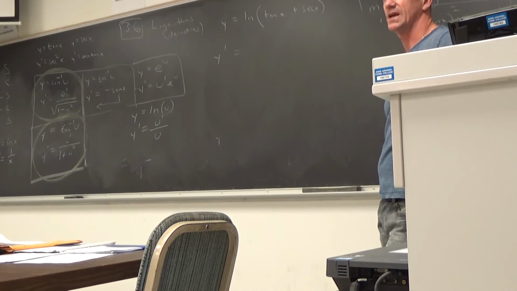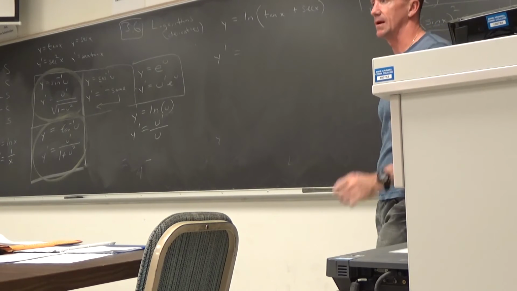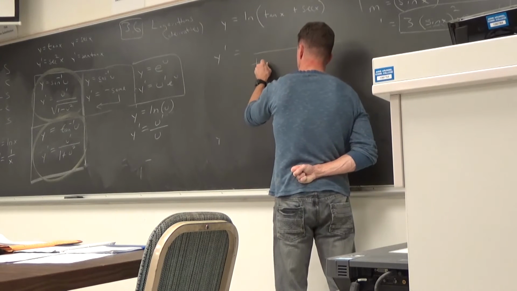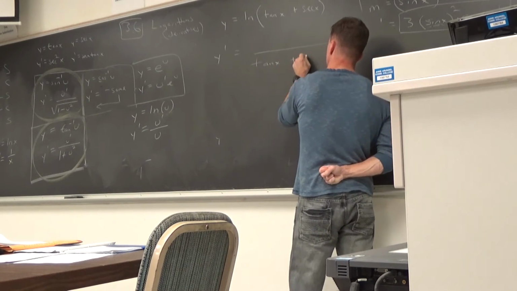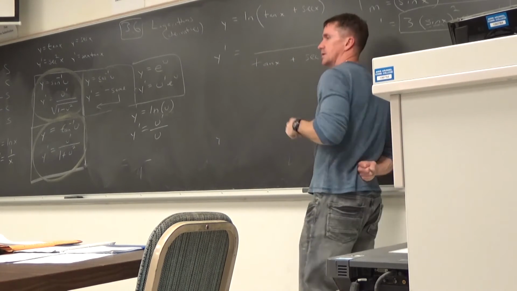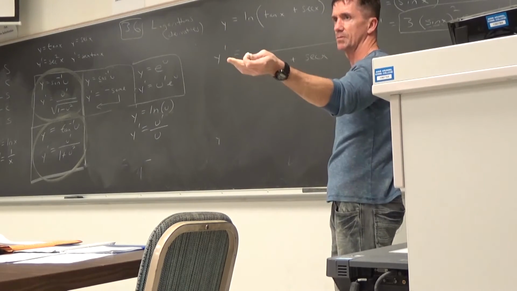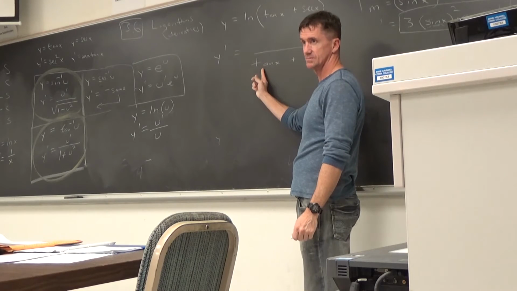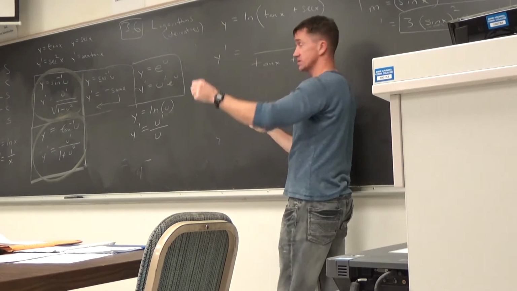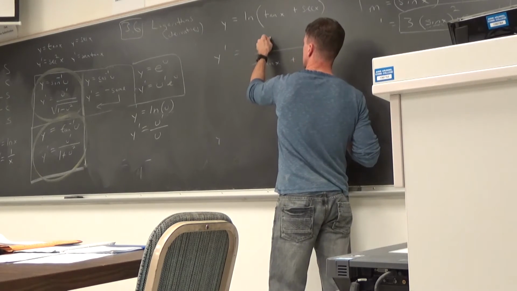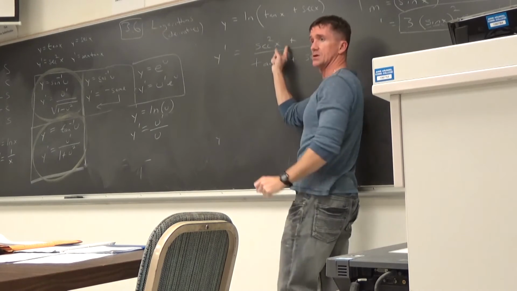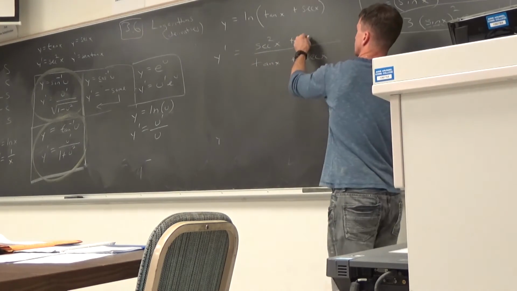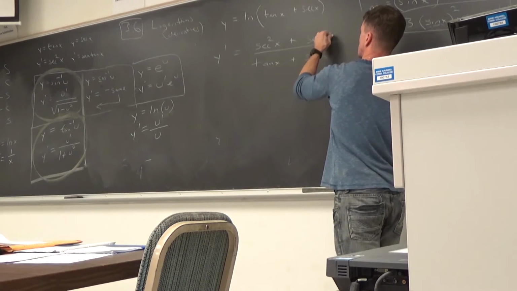Natural log of tangent of x plus secant x. Well, what goes in the denominator? Tangent of x plus secant x. So tan x is. Here comes chain rule. We multiply by the derivative of all that. So let's differentiate tangent of x. Secant squared of x. Excellent. Plus, I'll put a plus. What's the derivative of secant of x? Secant x tangent x. And I guess we're done.